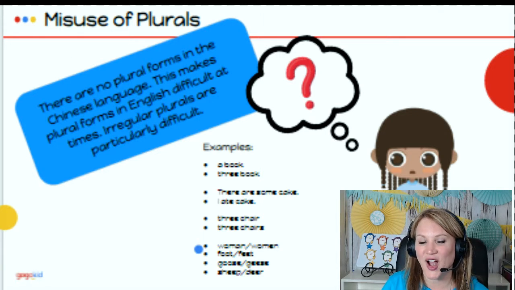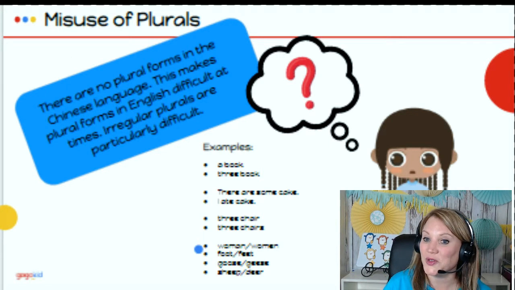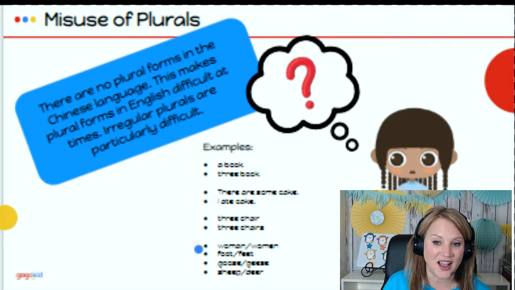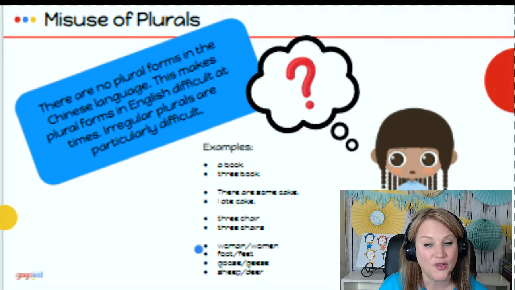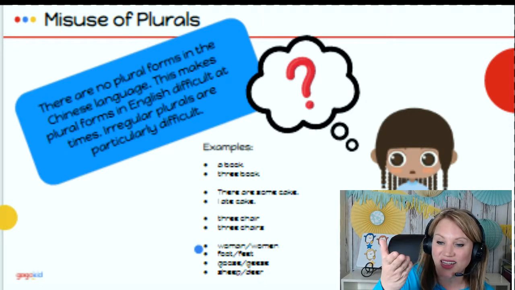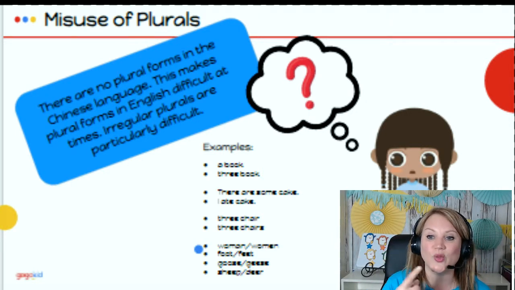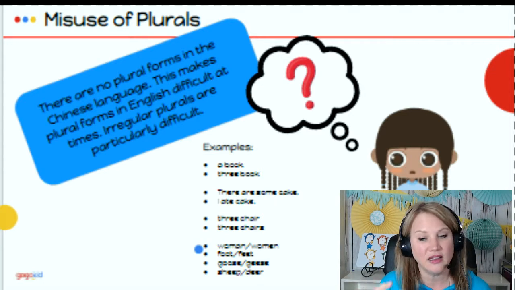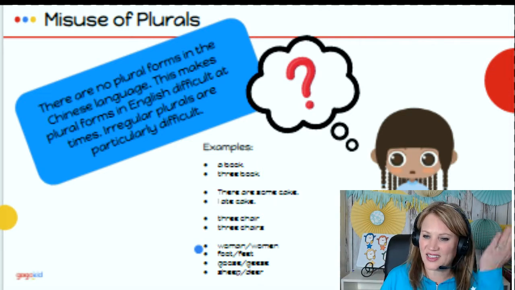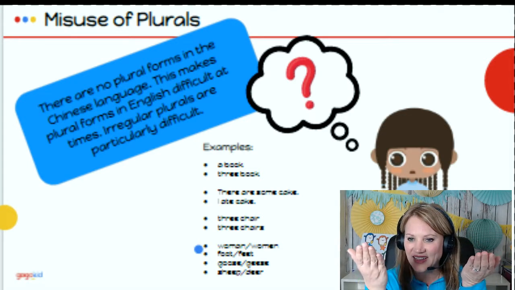Another mistake that we often see is misuse of plurals. And again, this is tricky as well because this isn't something that they commonly see in their language either. For example, if I eat 3 tacos, I ate 3. So why do I need to say tacos? I should just be able to say 3 taco. It's kind of redundant to have the 3 at the beginning and the S on the end.